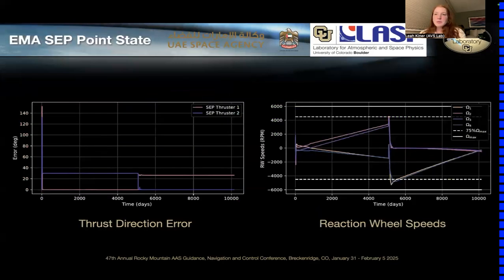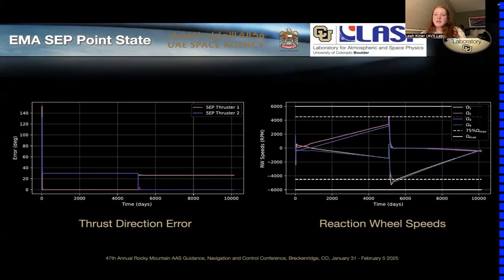And finally, we simulated the EMA set point state, where we simulated a 7-day period where we first actuate SEP thruster 1 for the first half of the simulation, once every hour, and then we switch to SEP thruster 2 for the second half. And we can see that the thrust direction error for both thrusters decreases towards 0 and remains close to 0 while each of the thrusters is in operation.